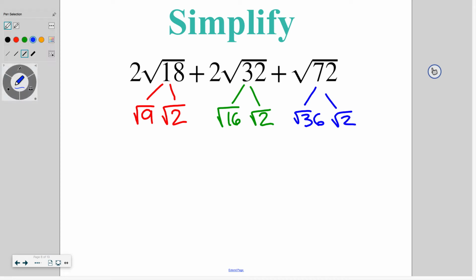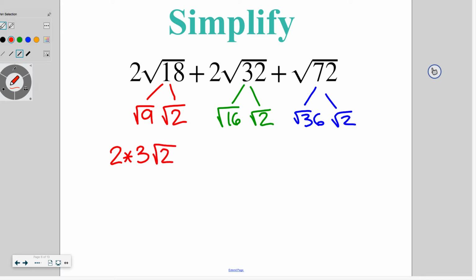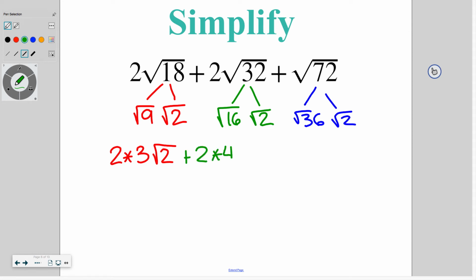So what that gives me for this first part is 2 times 3, which is the square root of 9, times the square root of 2, because I can't solve that. Then I've got plus 2. Square root of 16 is 4, so 2 times 4. Square root of 2 stays put. And then I've got plus that square root of 36, which is 6 square roots of 2.